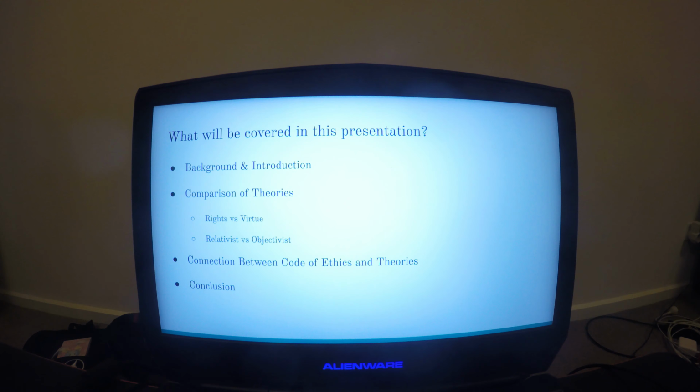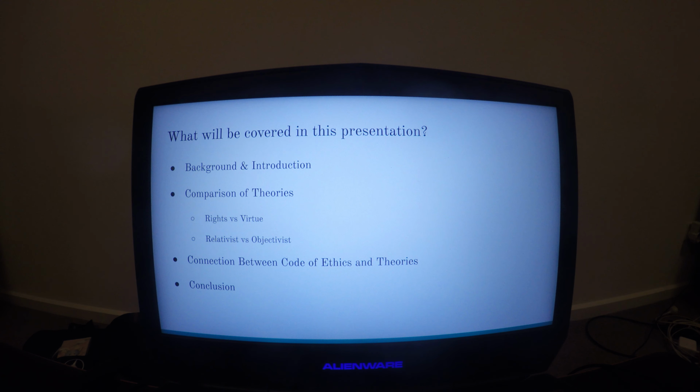So before we start off with the presentation, I'd like to guide you through the structure of this presentation. So what will be covered in this presentation? First will be the background and introduction, followed with the comparison of theories, which are rights versus virtue and relativist versus objectivist, and followed by the connection between code of ethics and those theories, and will be finished with conclusion.